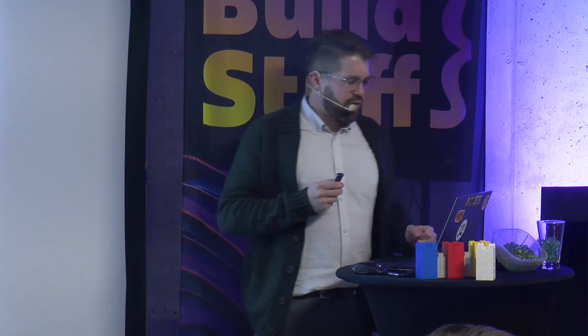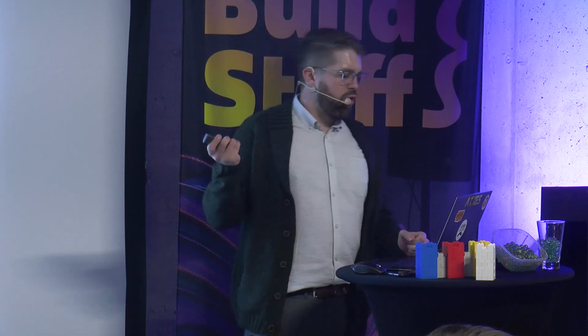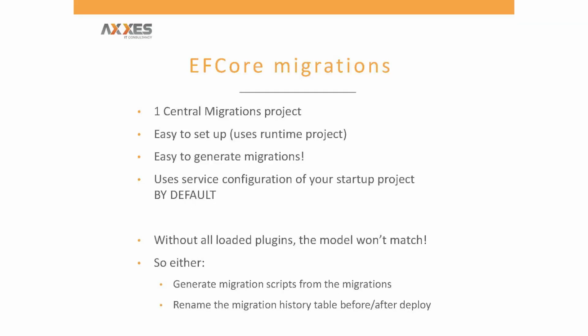So to go in a little bit of detail for both, Entity Framework Core, I already explained a little bit. It's a central migration approach. By default, Entity Framework Core takes your startup project and builds that, so it also takes your DI from that project. It loads all the plugins automatically, so it becomes really easy to generate migrations from all of your plugins. There's no code sample because it's really textbook Entity Framework Core migrations.